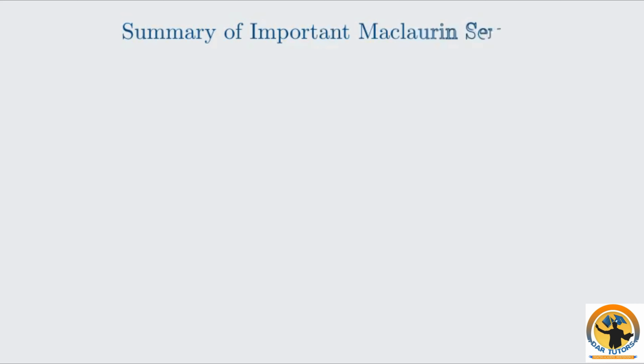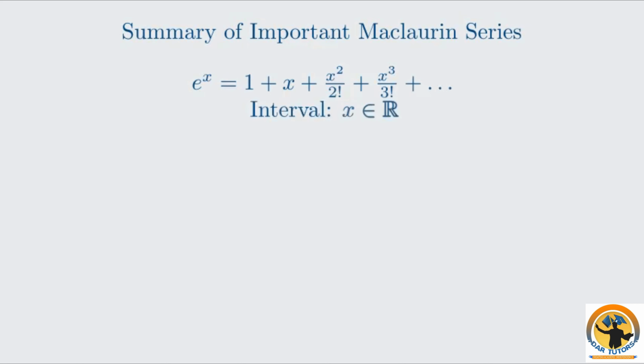We've covered the exponential, trigonometric, and logarithmic functions, as well as the binomial series. First, e to the x. Its series is 1 plus x plus x squared over 2 factorial, and so on. It converges for all real numbers.